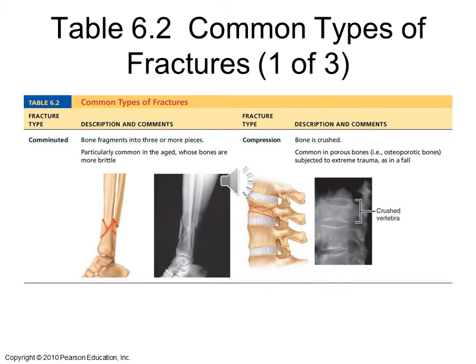So we have a comminuted, good luck, you guys just pronounce it for me. Where you get bone fragments into 3 or more pieces. This is super common in the elderly. And you can also see a compression where the bone is crushed. And this is common in vertebrae, especially in osteoporosis.